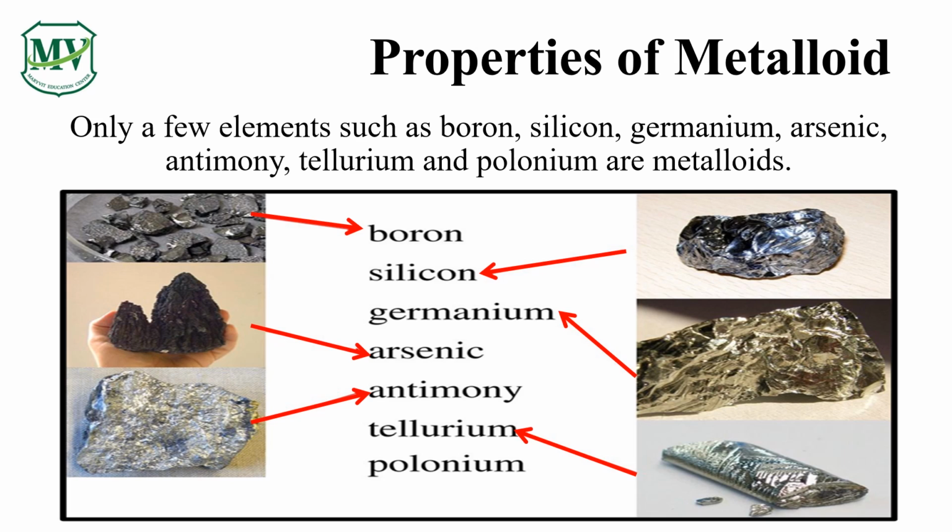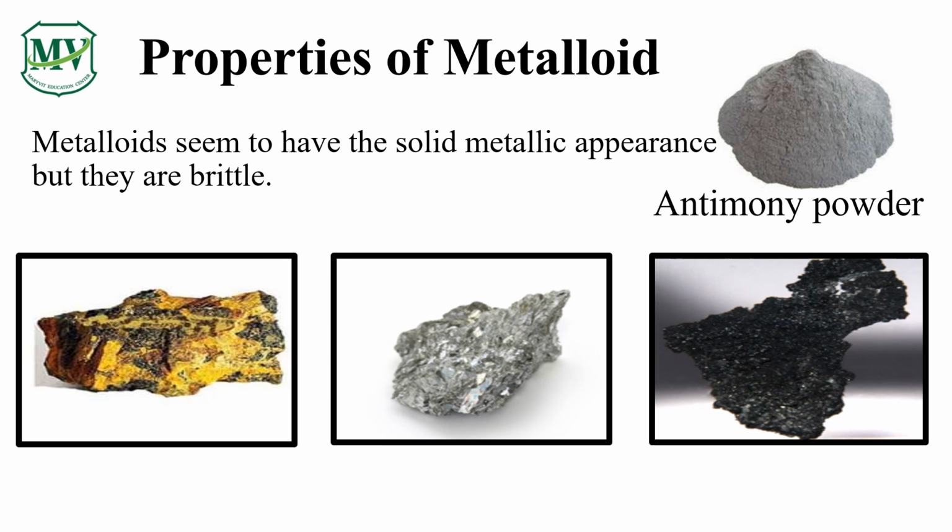Now, does this sound strange to you? Let us explore. These elements have a solid metallic appearance, but they are brittle. They tend to be shiny like metals, but brittle like nonmetals. Because they are brittle, they may chip like glass or crumble to a powder if struck. Polonium, antimony, and boron are shiny, brittle, and non ductile.